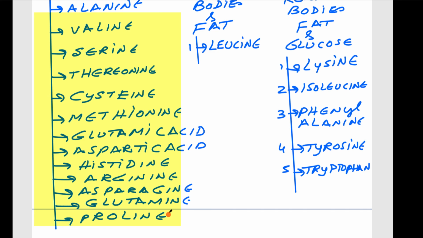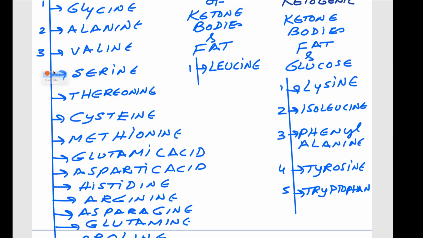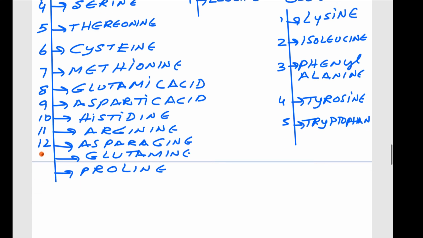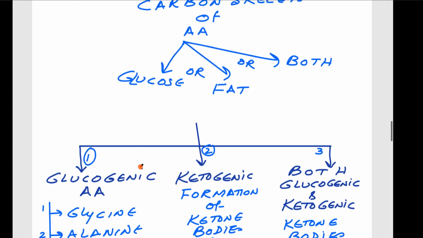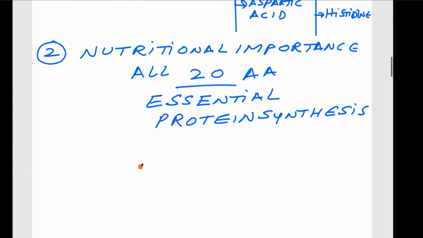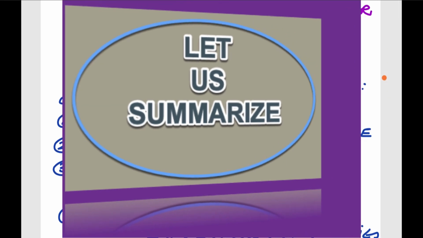So there are 14 amino acids under this category, 1 amino acid under the category of ketogenic, 5 amino acids under the category of both glucogenic and ketogenic, and 14 amino acids under the category of glucogenic amino acids. So this is about the classification based on metabolic fate. So we have fulfilled all the 3 objectives. Let me now quickly summarize.